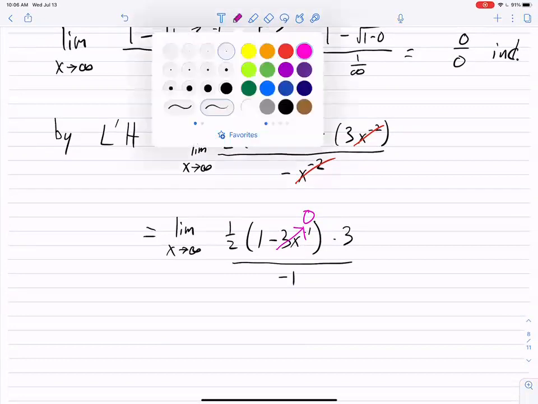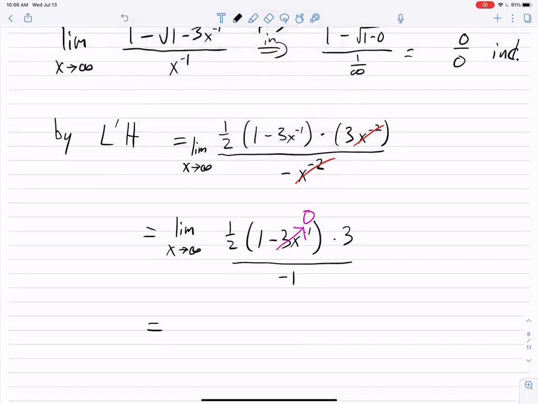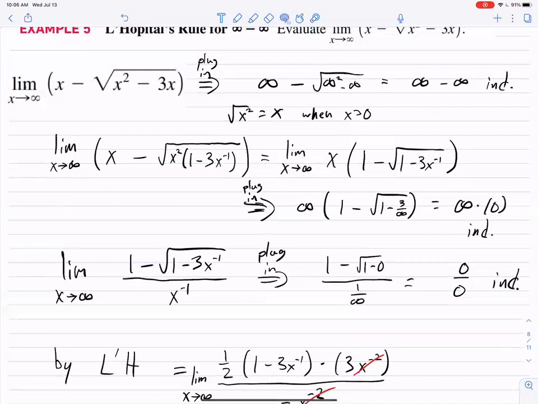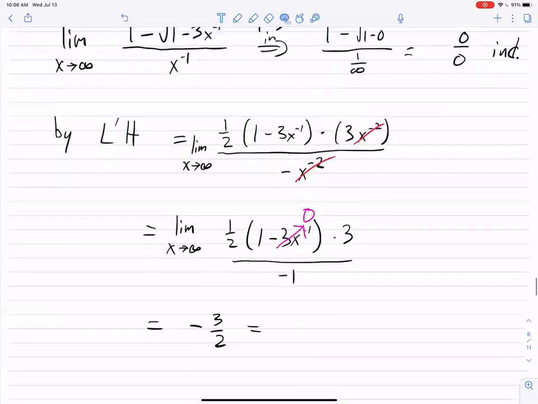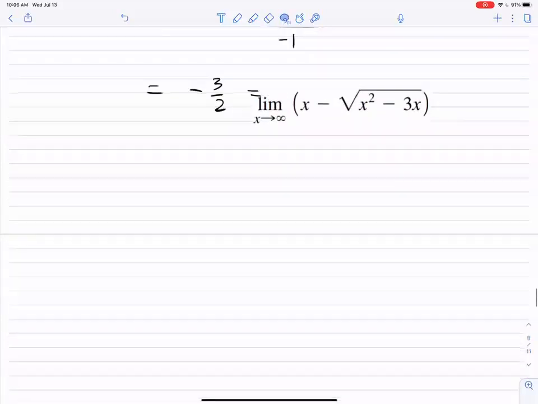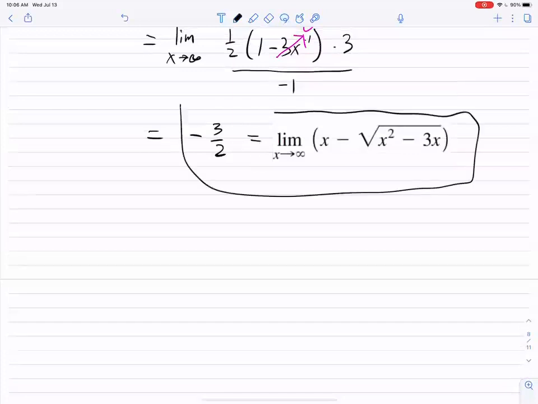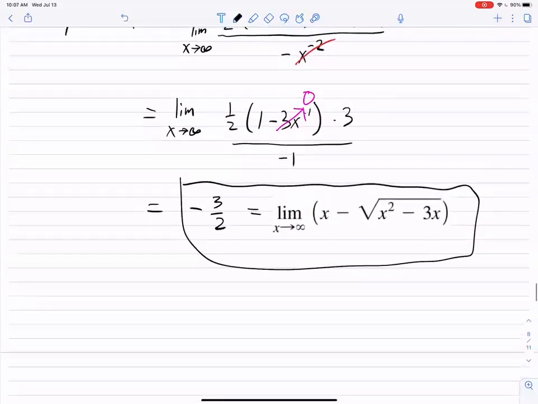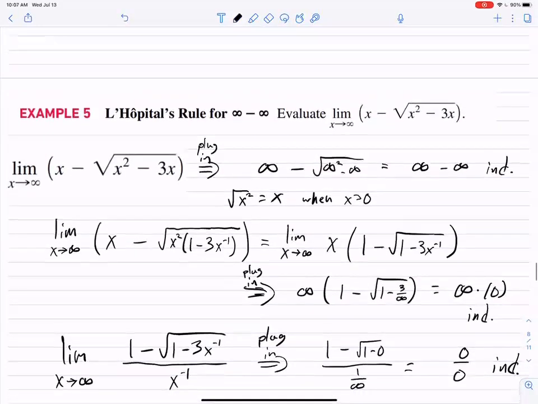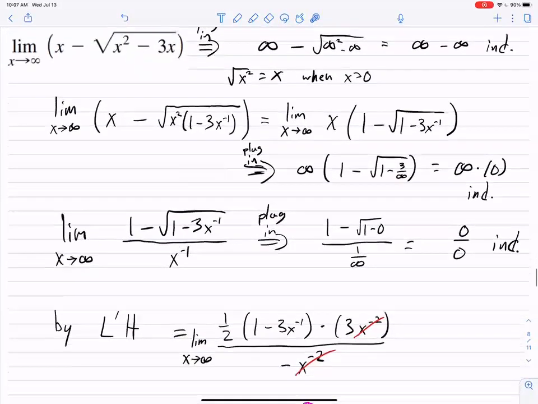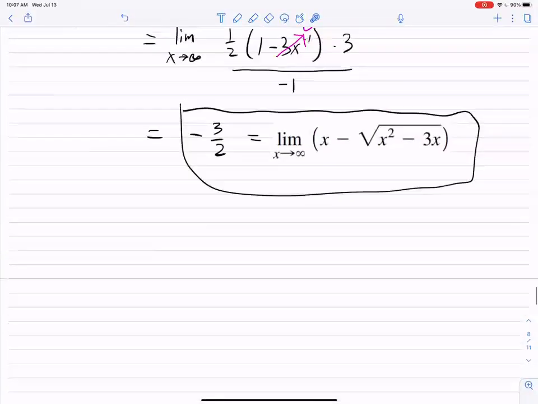And so we get 1/2 times 3 over negative 1. So it's negative 3/2. So that's equal to our limit. So our limit is that. And we're done. And so this one's probably the most difficult algebraic one. But whenever you get infinity minus infinity, that's the trick. There's something that you need to be able to pull out of both terms in order to get it into 0 over 0 or infinity over infinity.